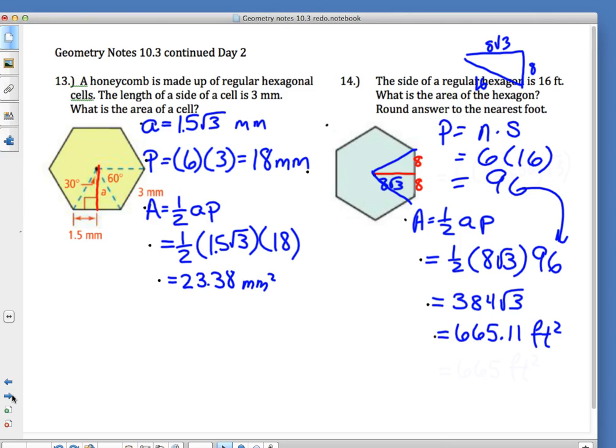So it's all about the formula. It's all about apothem, radius, knowing how to get it, the 30, 60, 90 triangle, using the recall of the 45, 45, 90 triangle. If you're not sure about those, please come in and get help.